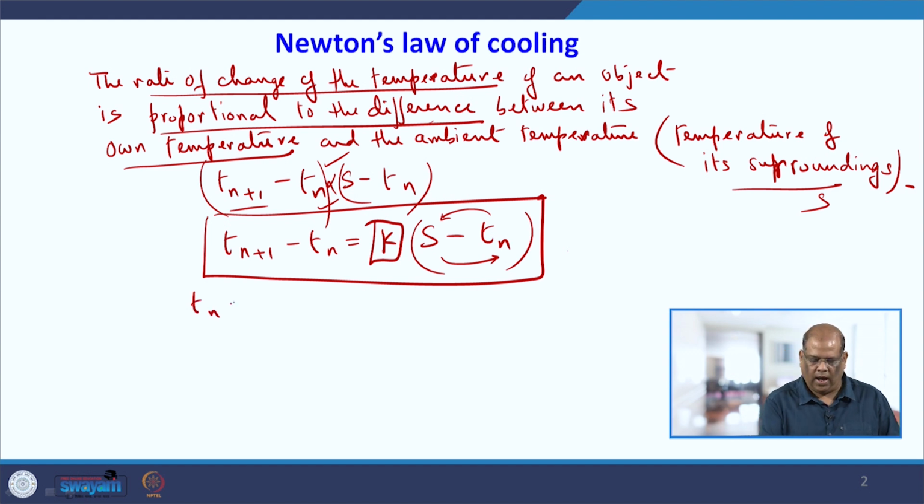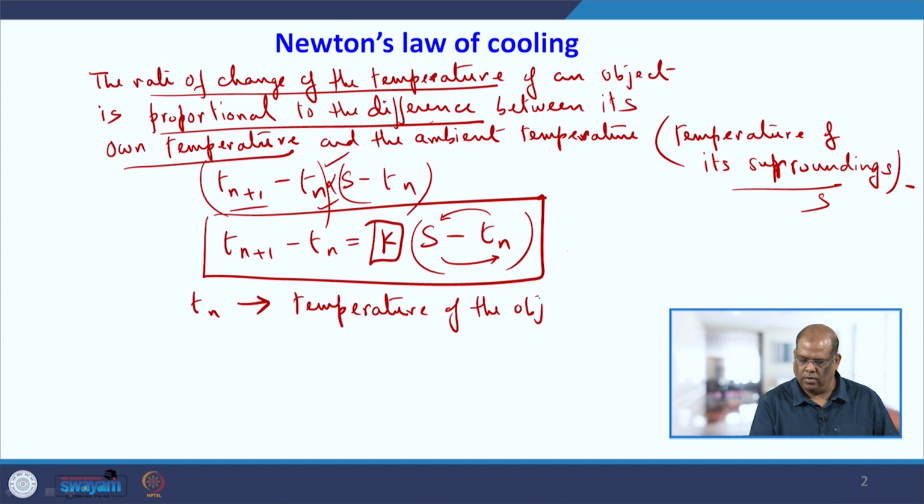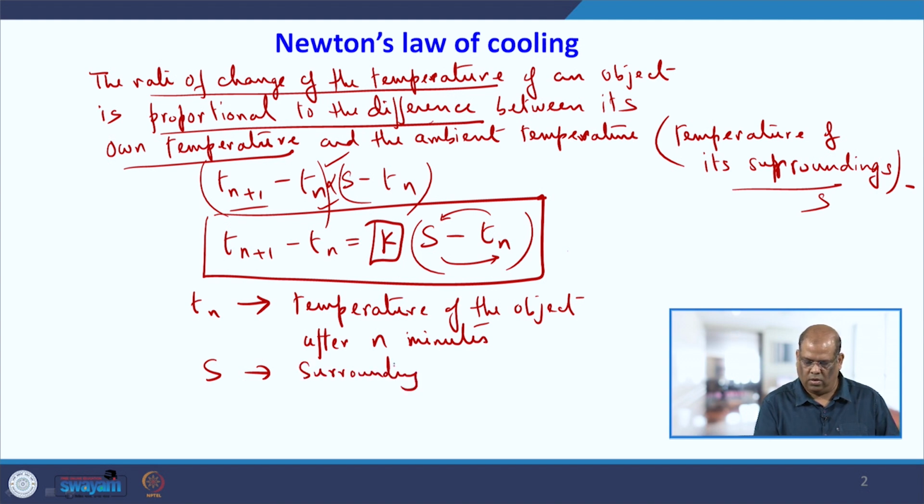So, here your Tn is the temperature of the object after some time, say some n minutes, can be n hours also. S is the surrounding temperature and K is the constant of proportionality.